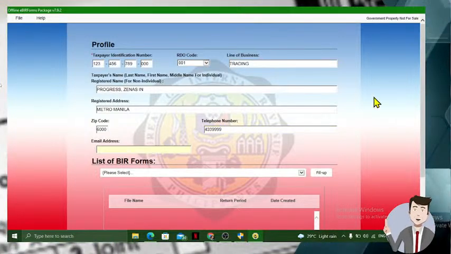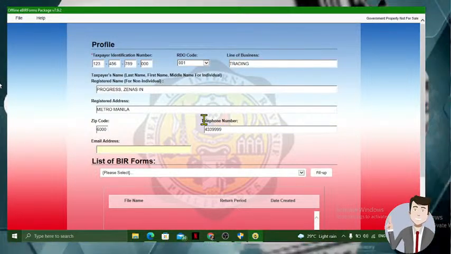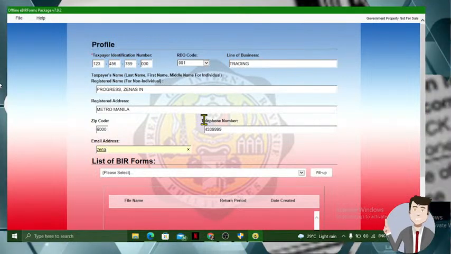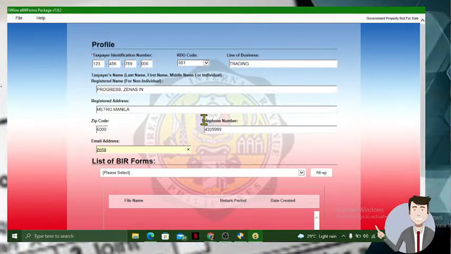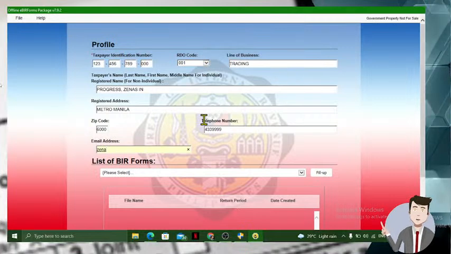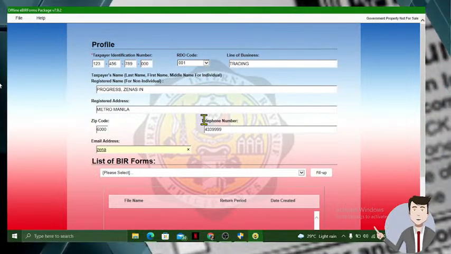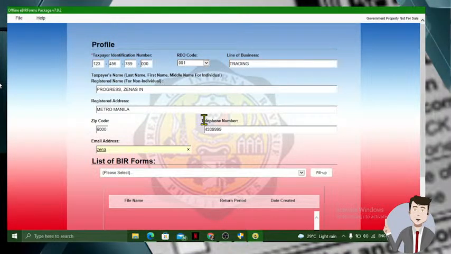Okay, email address. It is important, guys, the email address, because it will be the email address that will send the accomplished BIR returns.